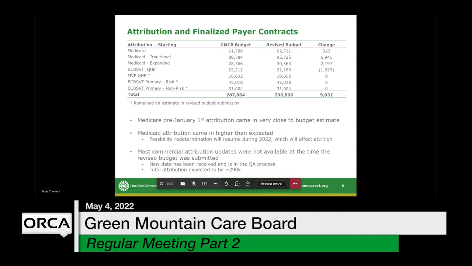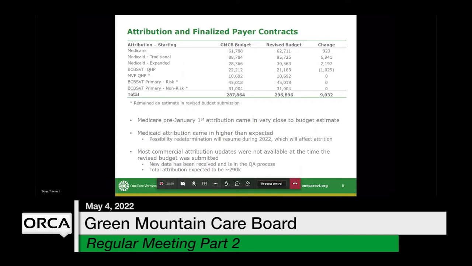For Medicare, it came in very close to the initial estimate, off by just 923 lives. Just to say it about Medicare and all these other programs, there is attrition that occurs during the year after this point. So the lives lost to Medicare Advantage or people who become ineligible throughout the year will taper that number down as the year continues on. But these were the starting numbers.